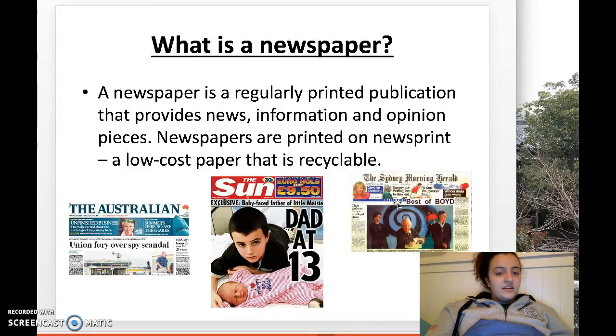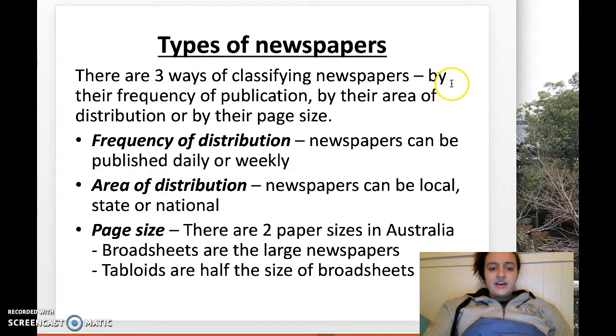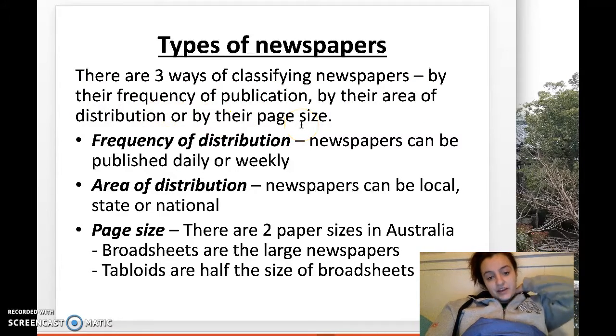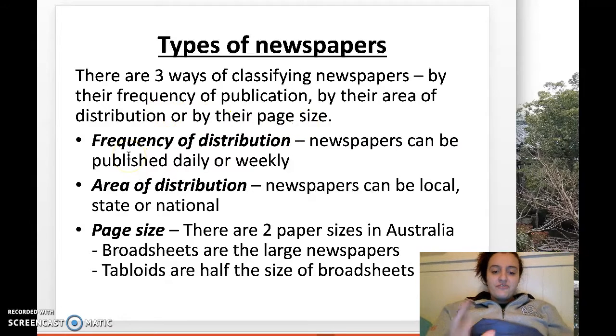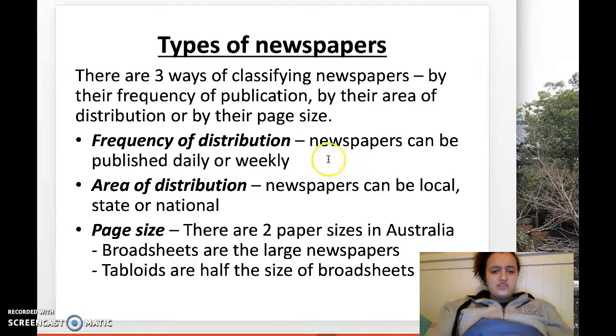Alright, now I need you to definitely write this down. Okay, so there are 3 ways of classifying newspapers. Okay, by their frequency of publication, by their area of distribution, or by their page size. If we're talking about frequency of publication, like I was saying before, newspapers can be published daily or weekly. In some instances, they can be monthly, but it's very, very odd.